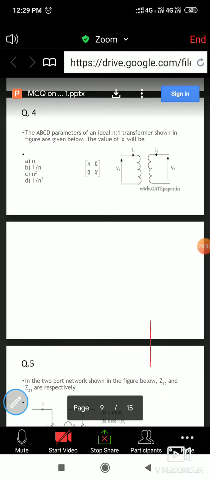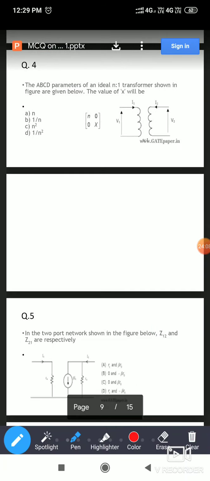Now question number 4, it is of a different type. Okay, now question number 2, here the ABCD parameters of an ideal transformer, n to 1.